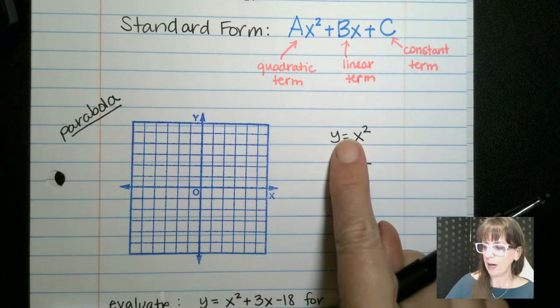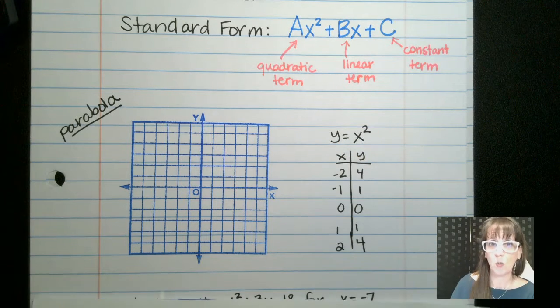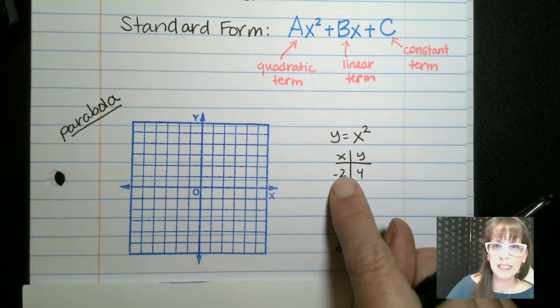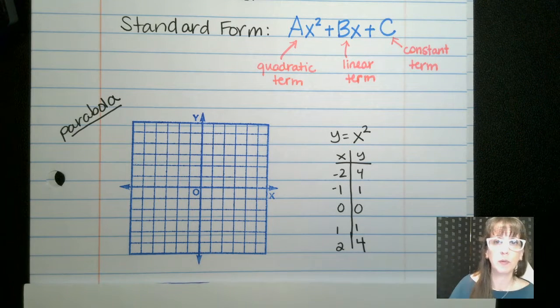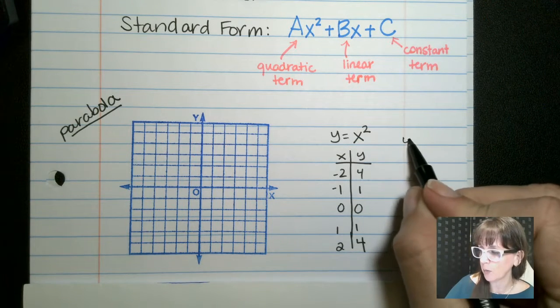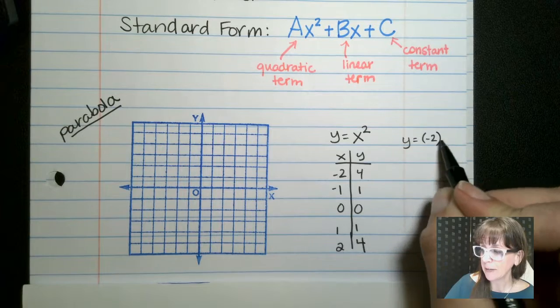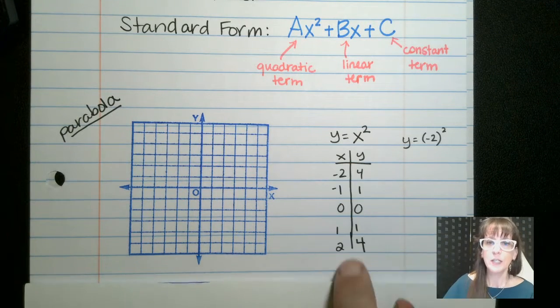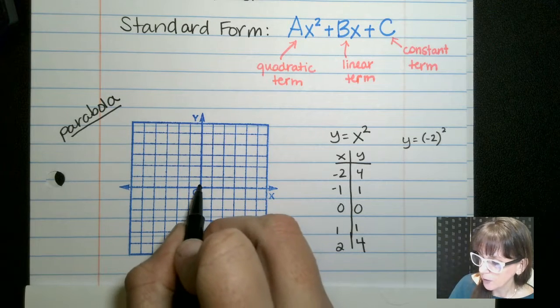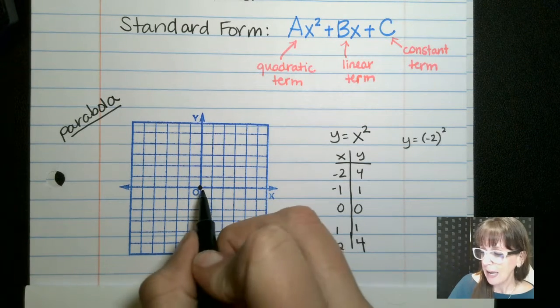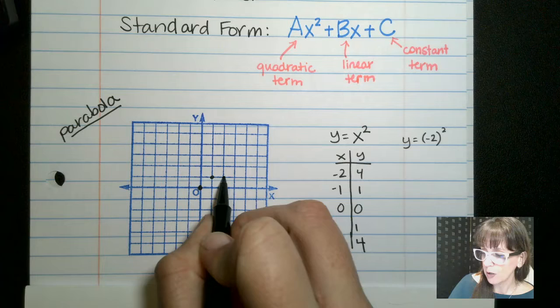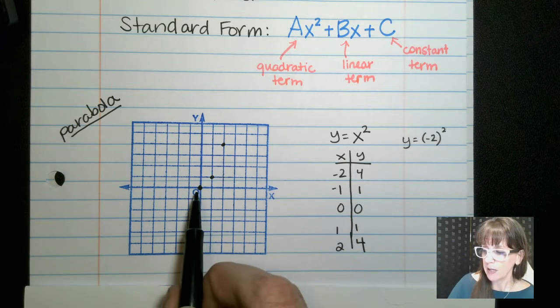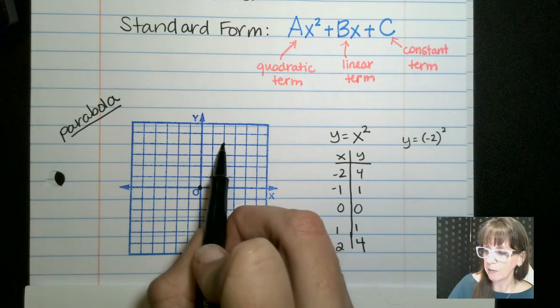This is our parent graph, y equals x squared. Now, if we plugged in -2 for x, remember we would be putting it in parentheses, so it would look like y equals (-2) squared, which means it would be -2 times -2, which gives us +4. So if I were to graph all these points, it would look like this. Our vertex is at the origin, and then it would go over 1, up 1, over 1, up 3. Because when we plug in 2, we get 4.